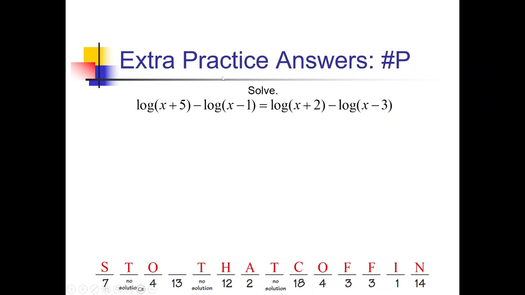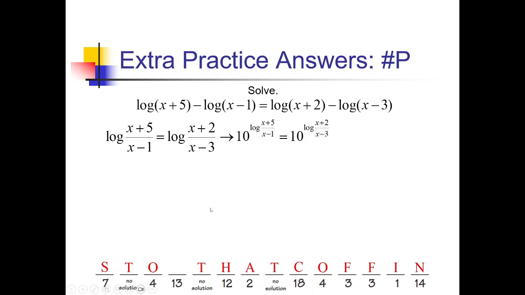So I'm going to do that since I'm subtracting both of these logs here by division. The left side, I'm going to have log of x plus 5 over x minus 1. On the right side, I'm going to simplify this to log of x plus 2 over x minus 3. And there isn't really any other simplifying I can do. I'm just going to raise 10, the invisible base 10, to both sides here. So on the left side, I've got x plus 5 over x minus 1, and on the right side, x plus 2 over x minus 3.